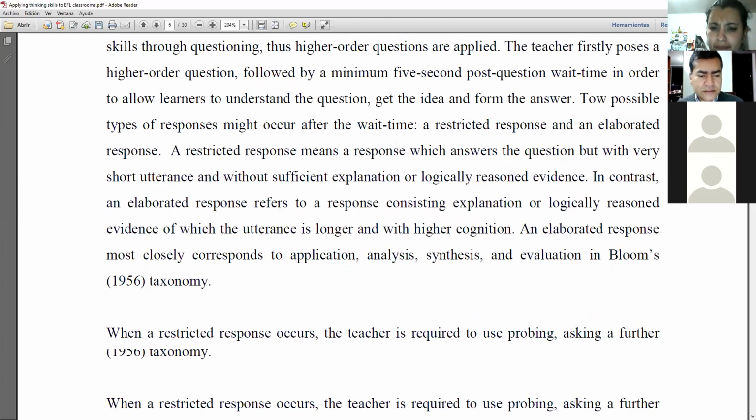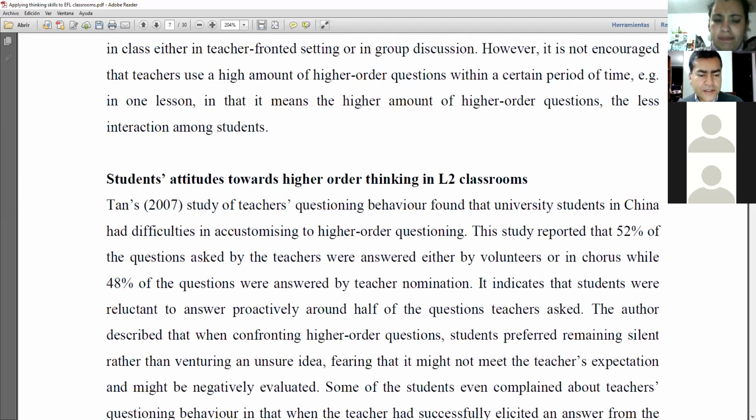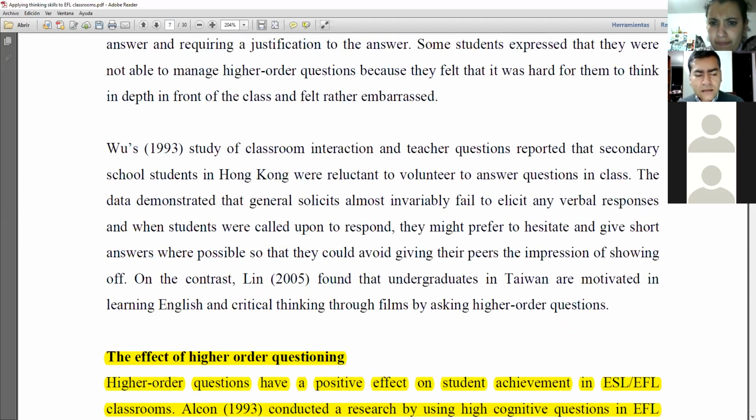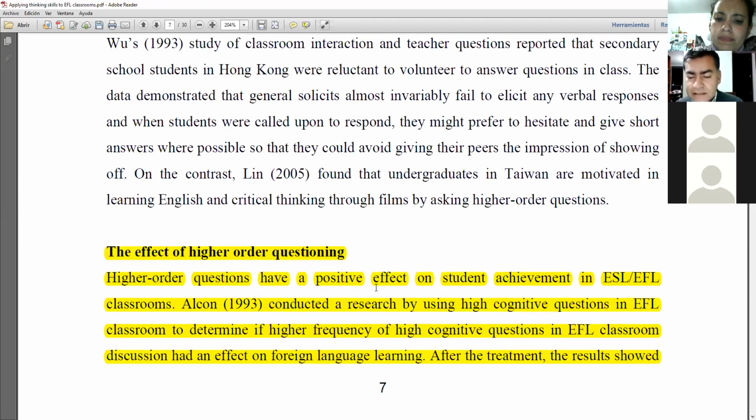And wait, I like something else that I highlighted. I'm sorry. Here. Higher order questions have a positive effect on students' achievements in ESL, EFL classrooms. So as a theory, higher order questioning could help students become better learners of the language, or at least they suggest positive effects. So that would be somehow the rationale on why we are interested in analyzing, because we want to provide more positive effects in the ESL, EFL classroom. So maybe this could be a technique.